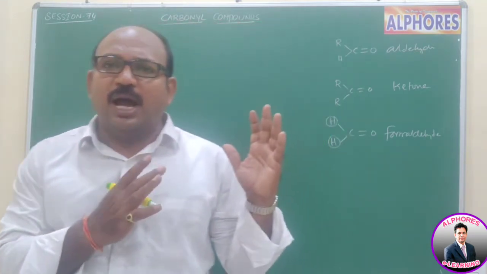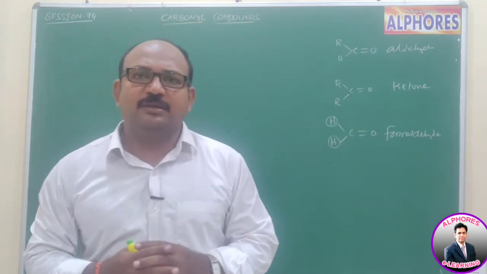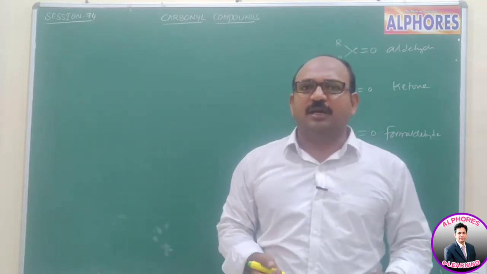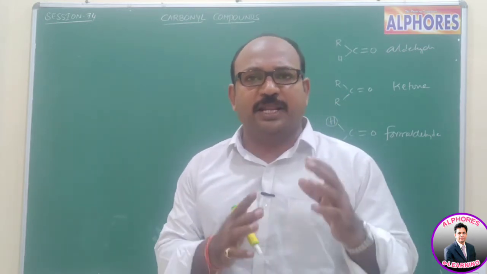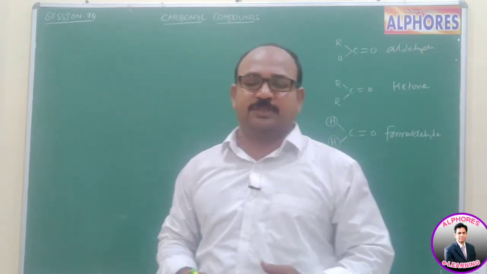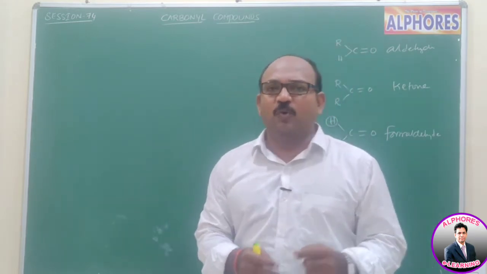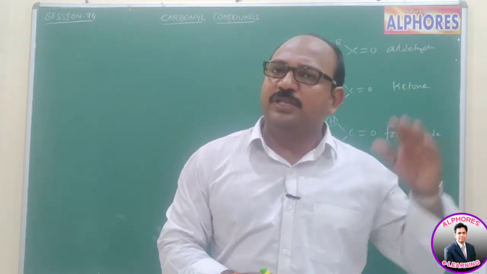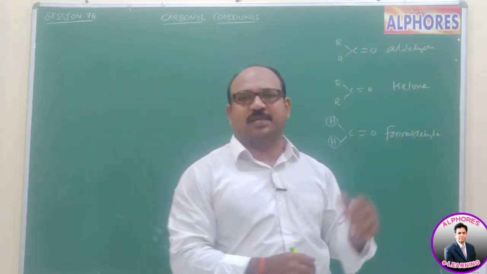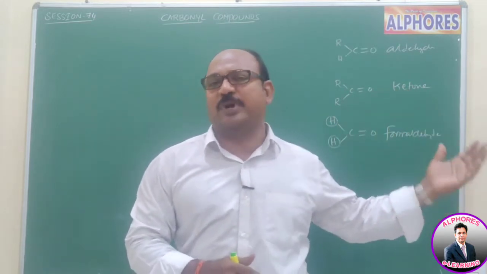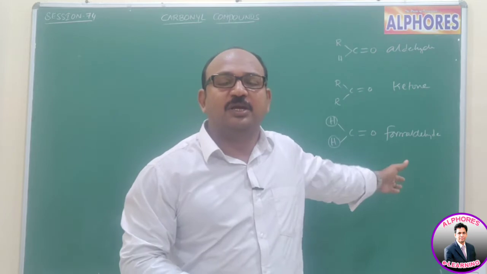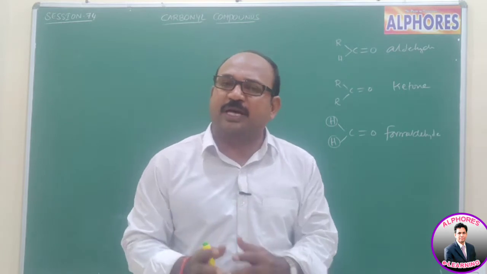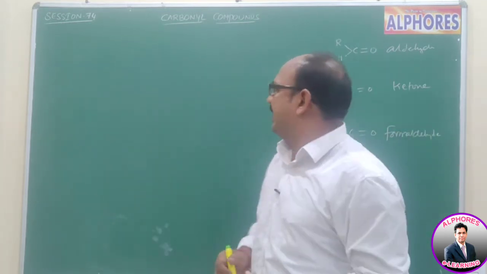Now, aldehydes, common names are derived from their carboxylic acid names, because we know that alcohols upon oxidation give aldehydes or ketones, which upon further oxidation give carboxylic acids. Carboxylic acids upon reduction give these aldehydes. So which acid upon reduction gives this aldehyde, the aldehyde name corresponds to that carboxylic acid. We will see in detail.